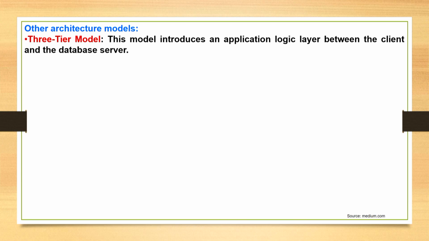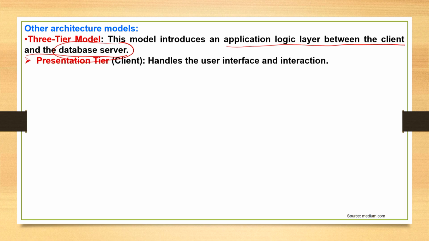Other architecture models are also there. One can use a 3-tier model also. In the case of a 3-tier model, it introduces an application logic layer between the client and the database server. So, what is the database server? A database server is a server where the data is stored, or you can say the database is stored.